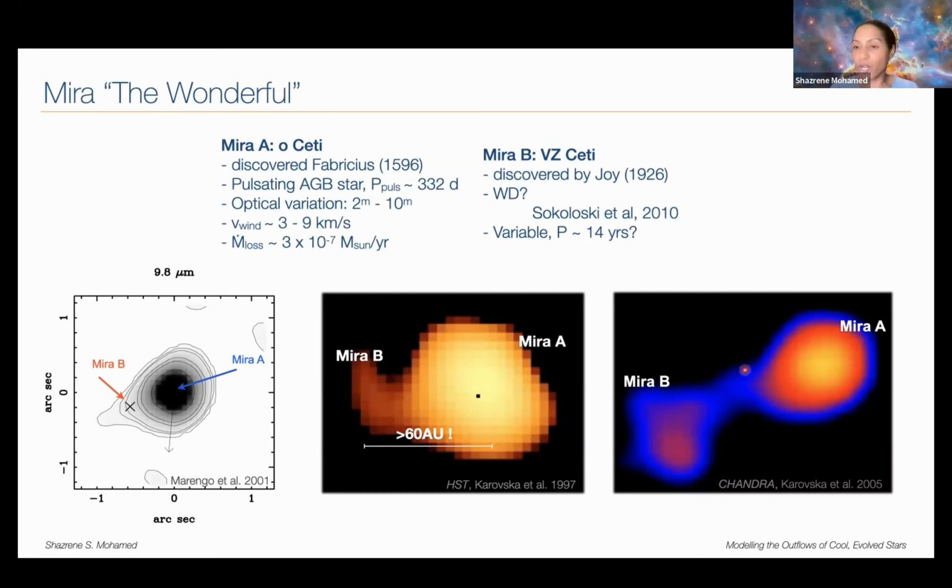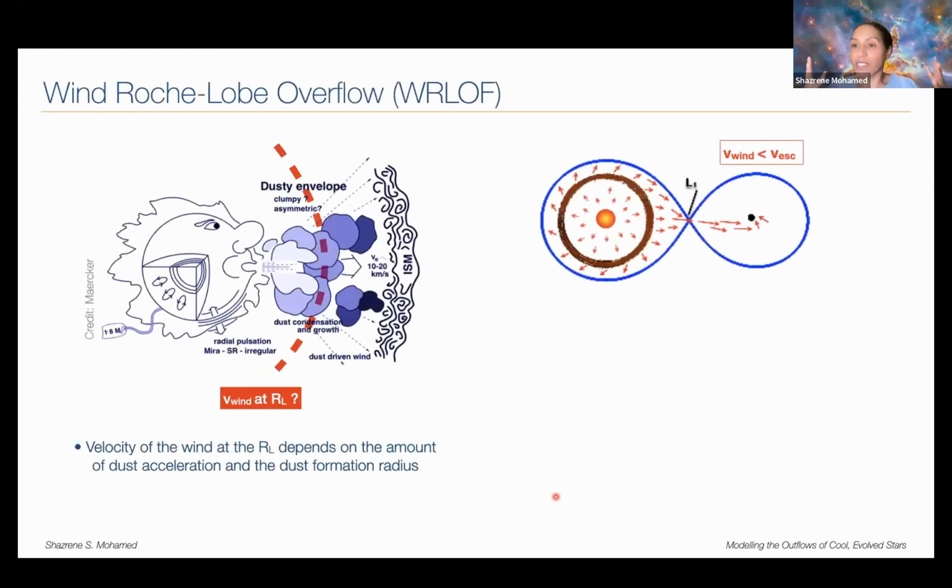It looks like Roche-Lobe overflow, but I put a little dot here. This is sort of the size of the star. And so it's not the star that's filling the Roche-Lobe, but rather what we propose is that it's the wind, the slow, dense wind of the Mira, which fills the Roche-Lobe and gets channeled onto the companion through the L1. And so it's wind Roche-Lobe overflow. And in this way, you can transfer a lot of mass.